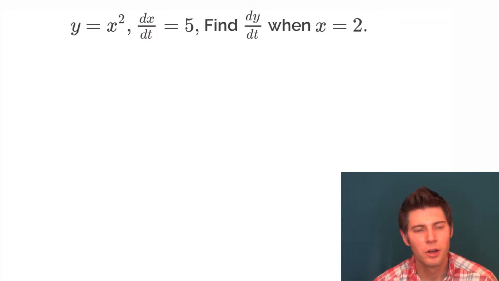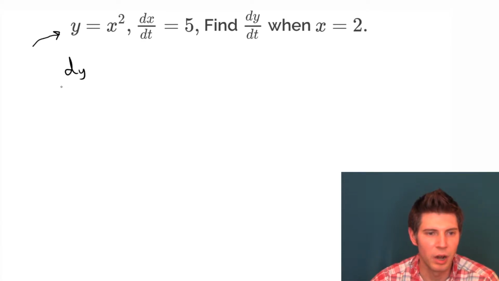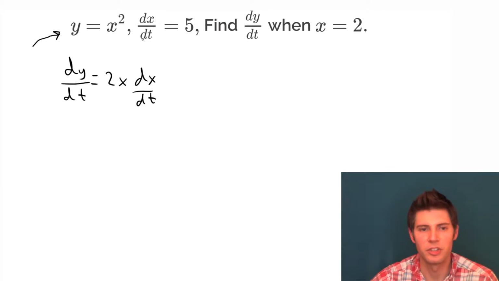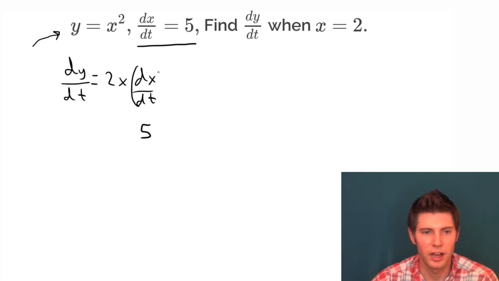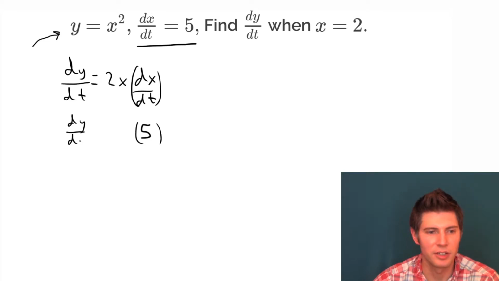So the first one, y equals x squared, dx dt equals 5. Find dy dt when x equals 2. First thing we want to do is take the derivative of this equation they gave us right here. So it's going to be dy dt equals 2x dx dt. So we're going to be using this formula. They tell us dx dt is 5, so I can plug in a 5 for that. Then they say find dy dt. So this is our variable. This is what we're solving for, the dy dt.